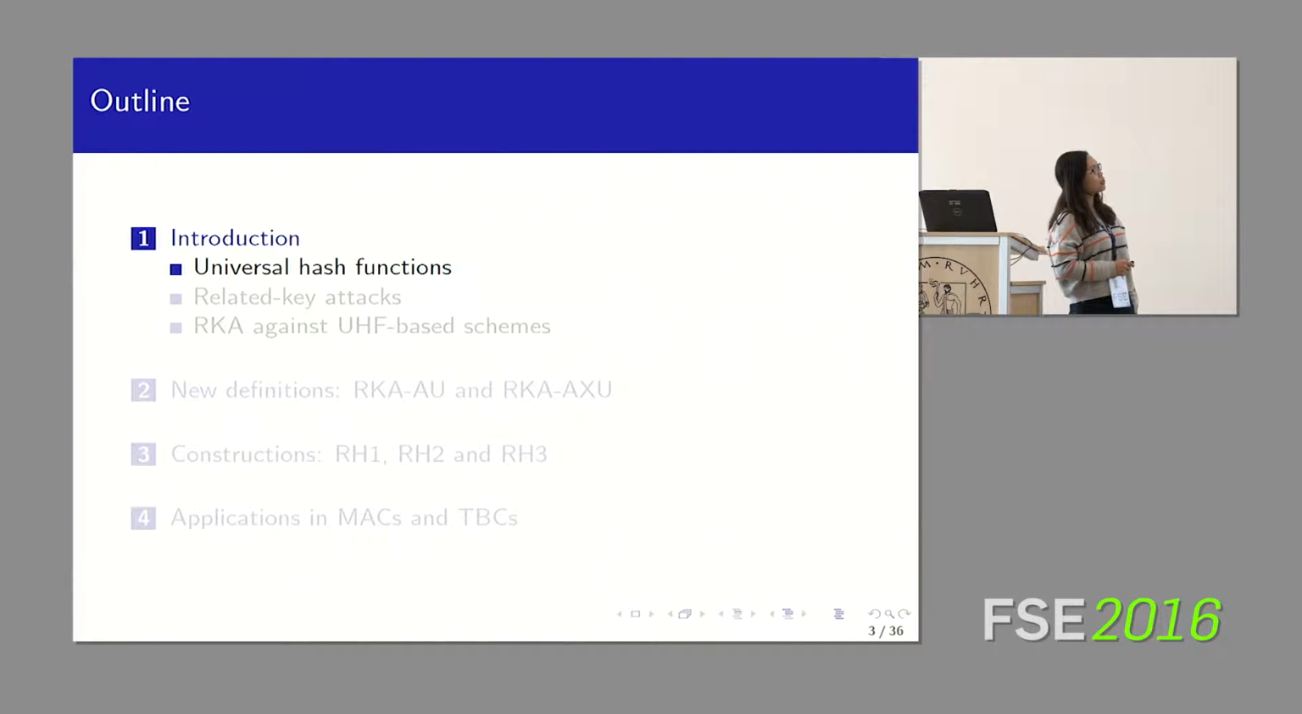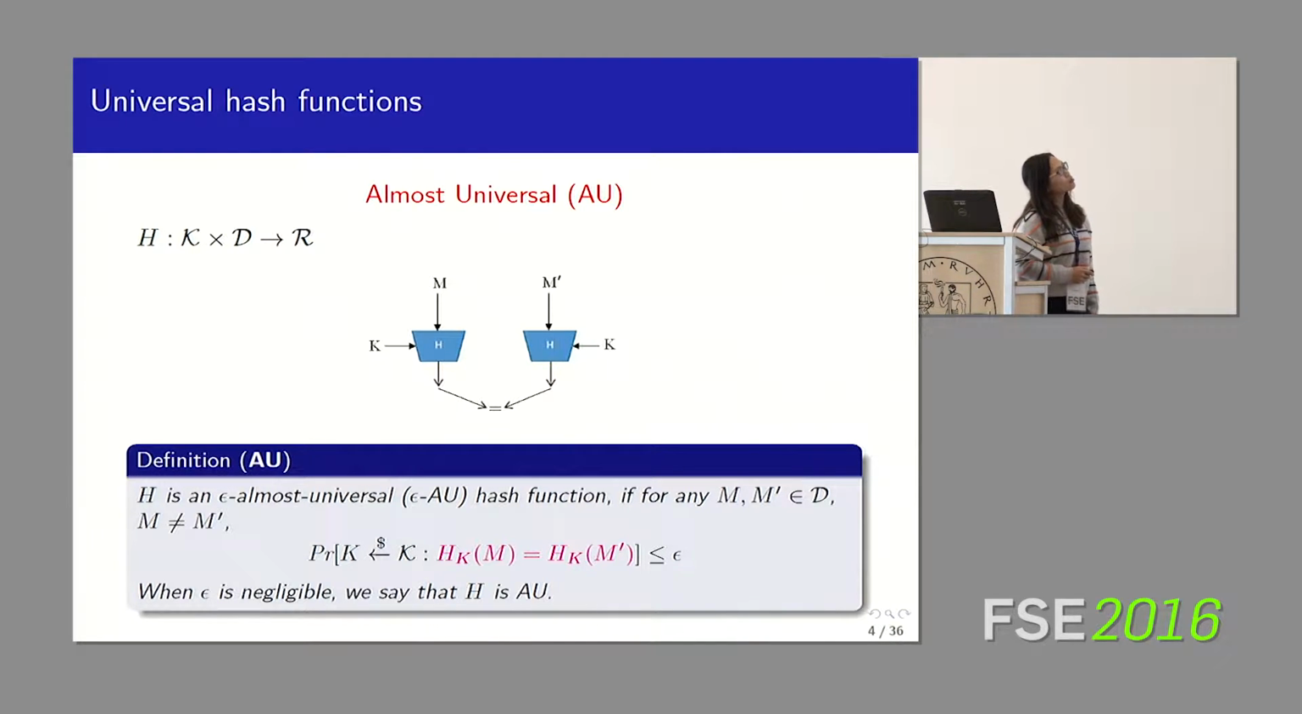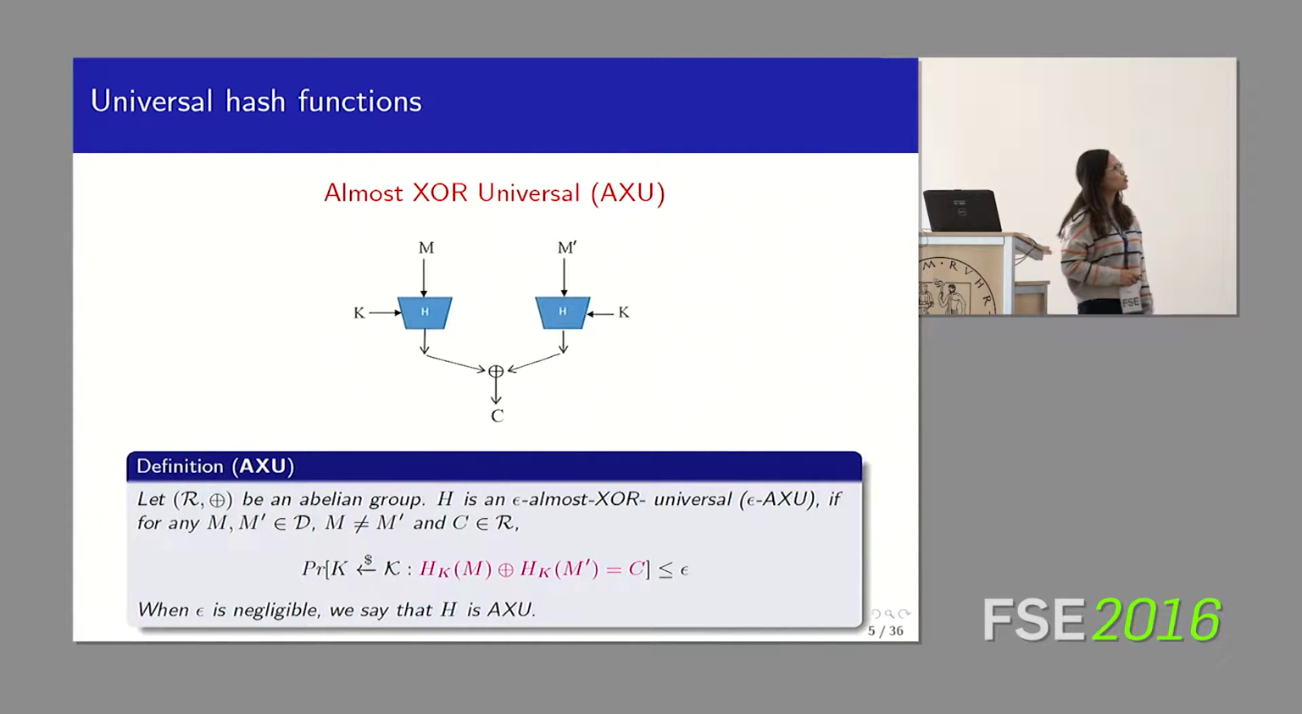Firstly, it's about the introduction of universal hash functions. Here is one of the usual definitions of almost universal hash function. Let H be a family of functions from D to R. And then we say that H is an AU function if the collision probability between the hash results is small. We say H is AU. Next is the AXU definition. For any element C of R, if the probability of satisfying this equality is small, we say H is an AXU function.